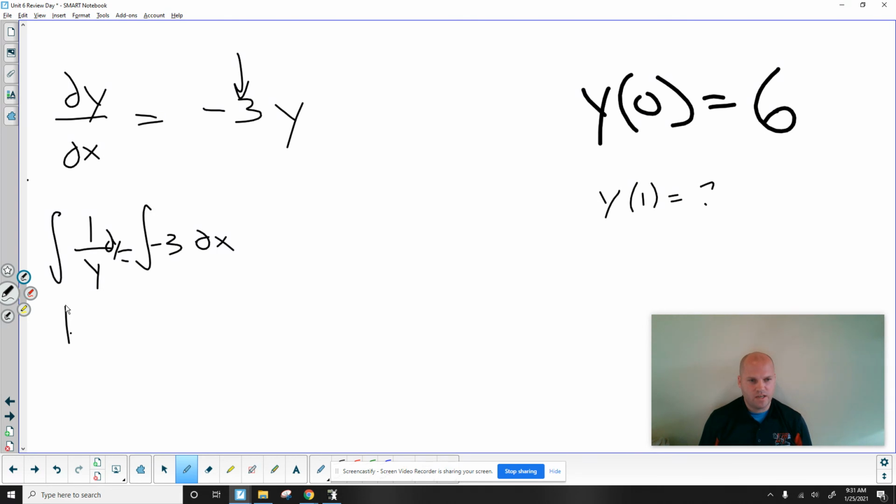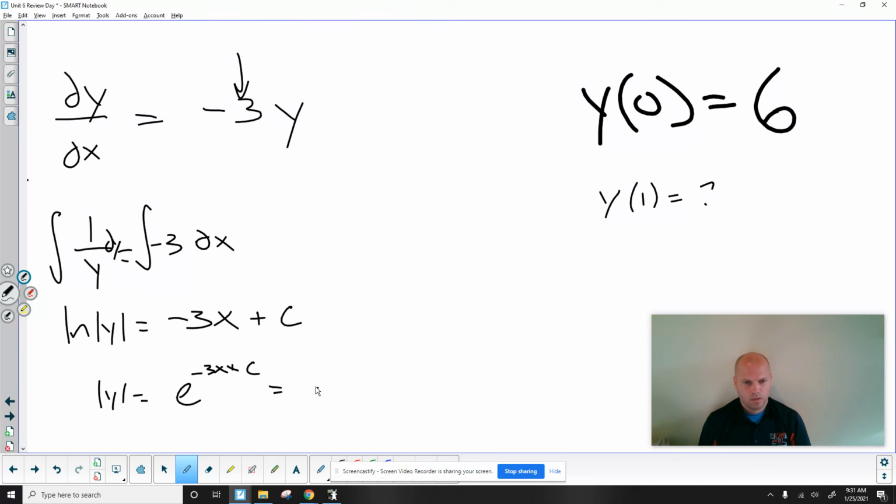That works out very nicely because the antiderivative of -3 is -3x. You don't have to worry about multiplying by a 1/3 on the left side. You don't have to worry about factoring that out, anything like that. Don't forget your plus c, e to the power of both sides. Ignore the absolute value.